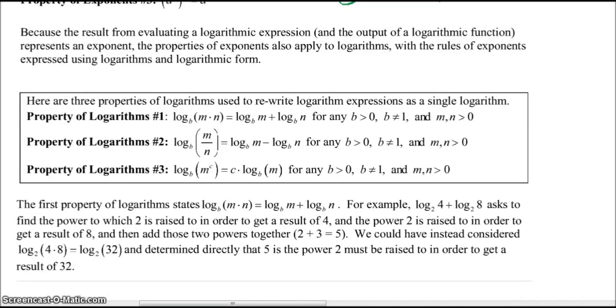The first property of logarithms states that, for example, log base 2 of 4 plus log base 2 of 8 equals log base 2 of 32. It asks us to find the power to which 2 is raised in order to get a result of 4, and the power 2 is raised in order to get a result of 8, and then add those two powers together. 2 plus 3 equals 5. We could have instead considered log base 2 of 4 times 8 equals log base 2 of 32, and determined directly that 5 is the power of 2 that must be raised in order to get a result of 32.